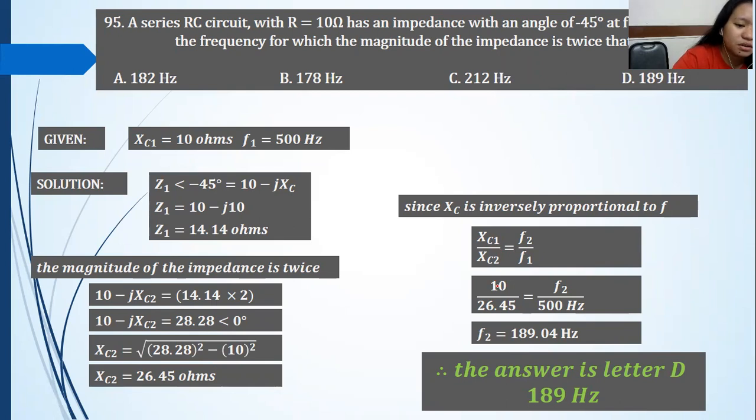We have XC1 of 10 here, then XC2 is 26.45, over frequency 2, which is the missing one, and f1 is 500 hertz. So cross multiply: 10 times 500 is 5,000, divided by 26.45. We have the answer of 189.04 hertz. In the choices, we have here 189 hertz. So therefore, the answer is letter D, 189 hertz.